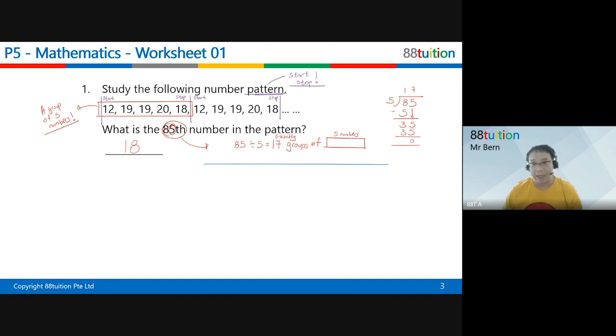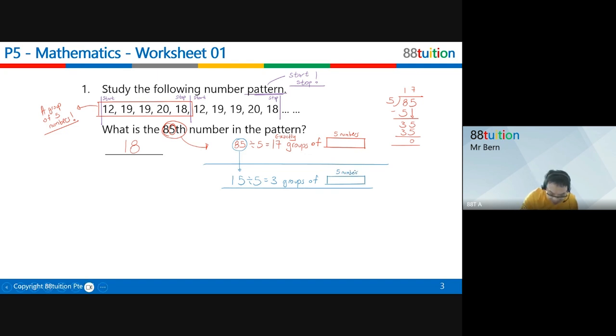He said that instead of trying to use a big number like 85, why don't we use maybe 25? 25 can divide by 5. Or maybe let's use 15. 15 can divide by 5, which is 3 groups. You choose a number that is divisible by 5. For example, 15 divided by 5 is 3 groups of these 5 numbers.